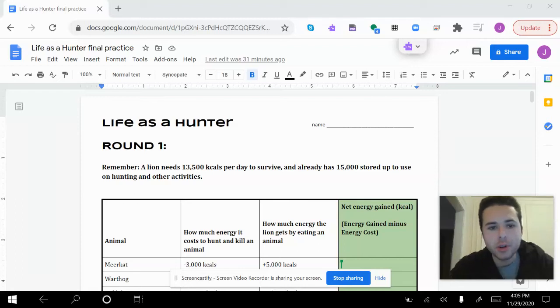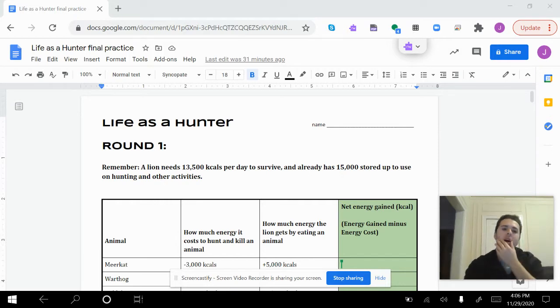Hey everybody, so we're going to be looking at our life as a hunter. We're calling this round one because traditionally you would get a thick packet. And kind of what we've been doing the last several classes has been building up to what would be like a game or a lab in class, but we have to change it up a little bit.